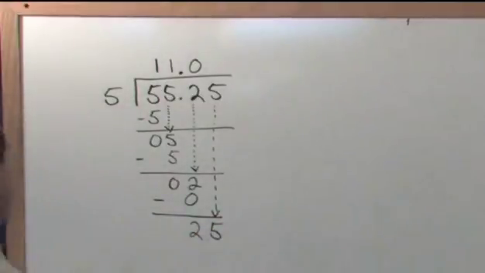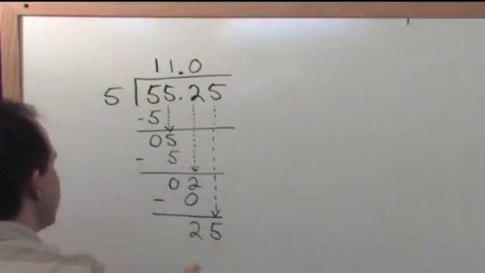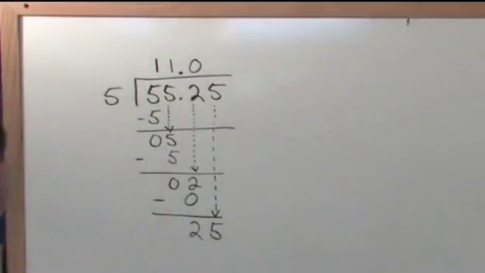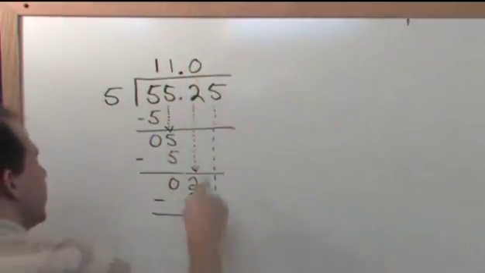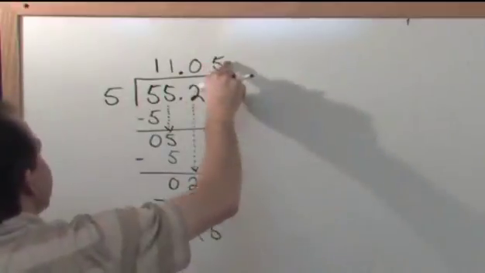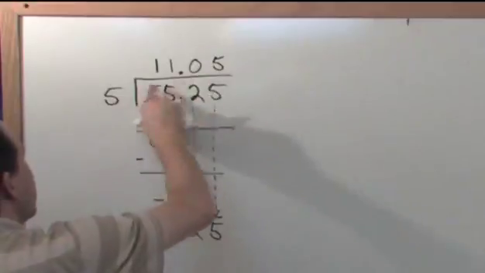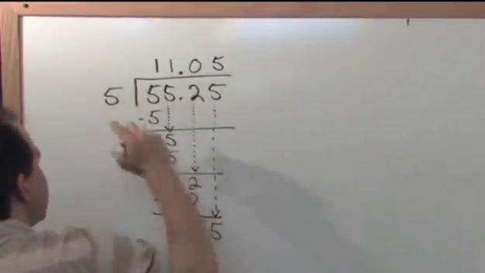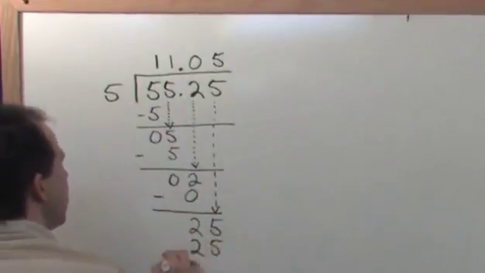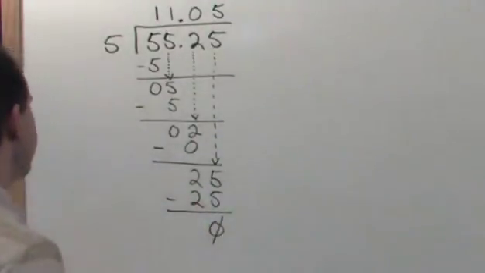And now we ask ourselves, now we have 25 written down here. How many times can 5 go into 25? Another way of saying that is 5 times what gives us 25? Well, from your multiplication tables, 5 times 5 gives us 25. And now that we've written our number up here, we go ahead and multiply and continue on. 5 times 5 gives us 25. And now we subtract, and you get 0 here. 25 minus 25 is 0.